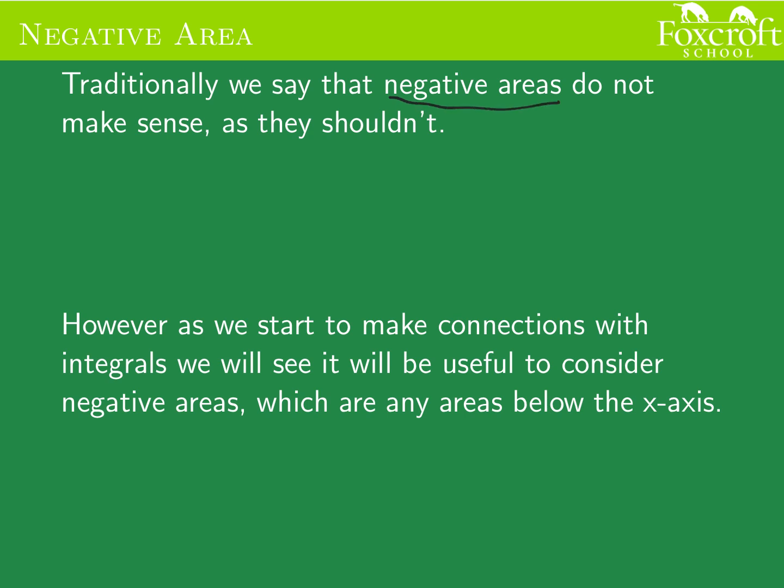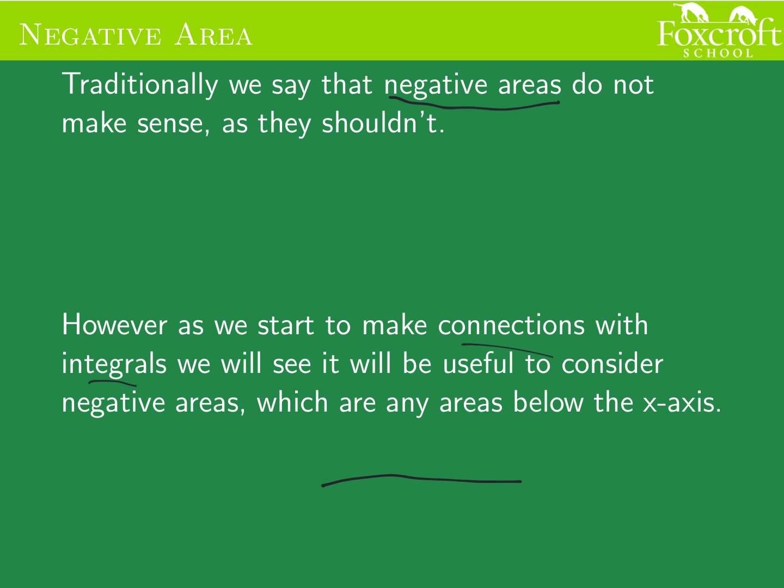So in general, if you're finding the area of a circle, it doesn't make sense for it to be negative. Once we start making connections with integrals to position, velocity, all that stuff, negative values will actually make sense because the area itself is just a relationship with something else. So it actually will make sense to talk about negative areas. And those are all the areas that are below the x-axis.